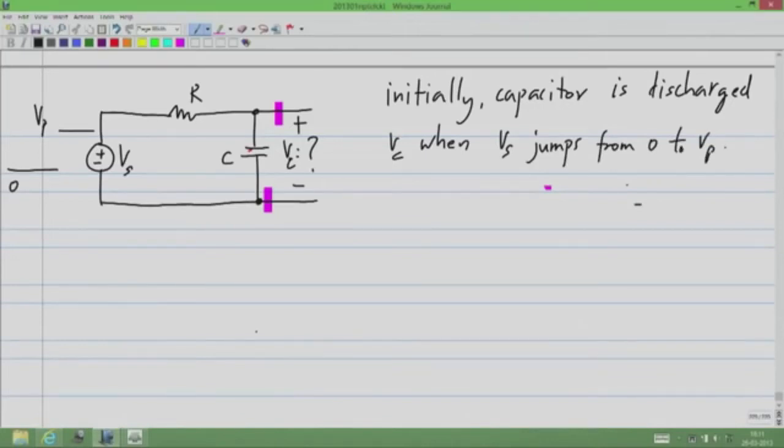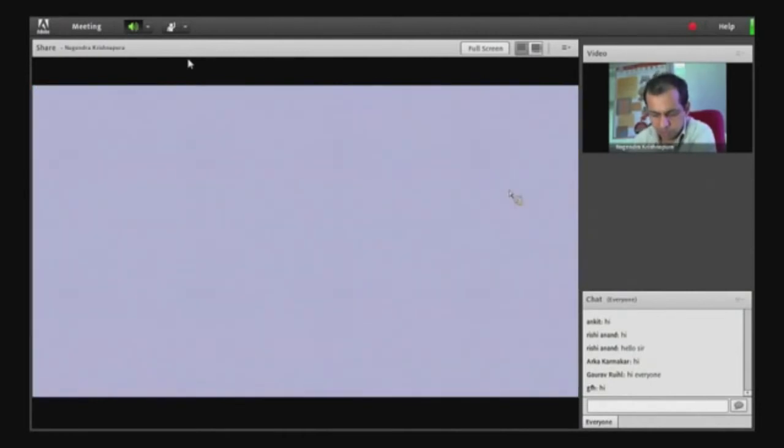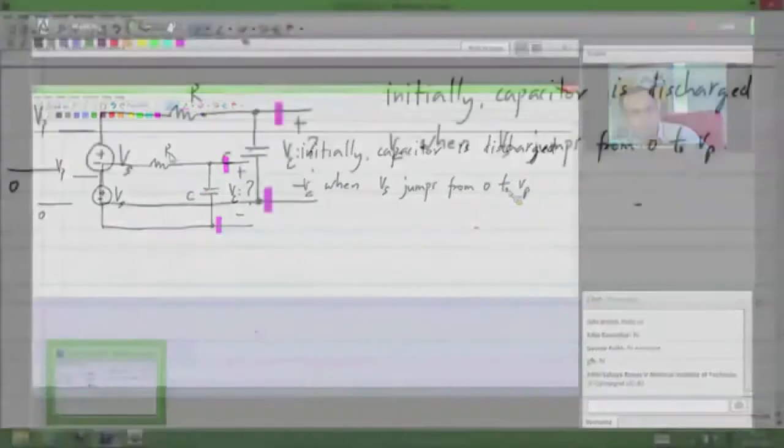Vc when Vs jumps from 0 to Vp. Okay. Please, some of you attempt to answer this. What is the voltage Vc going to be when Vs jumps from 0 to Vp? Okay, we have an answer.